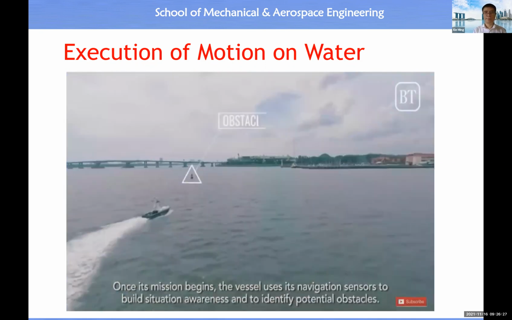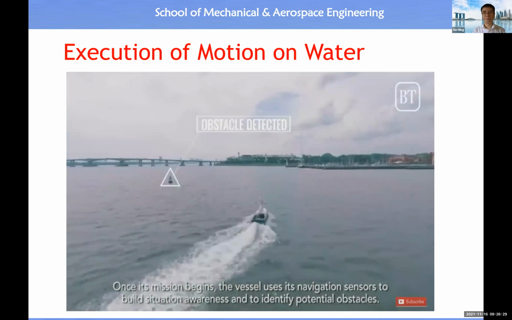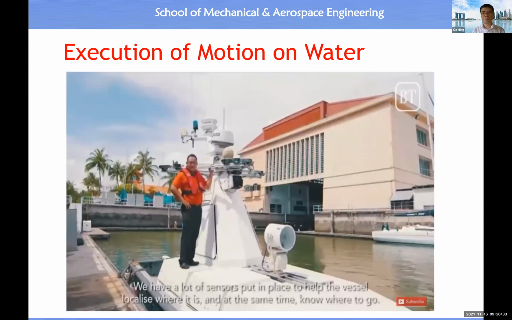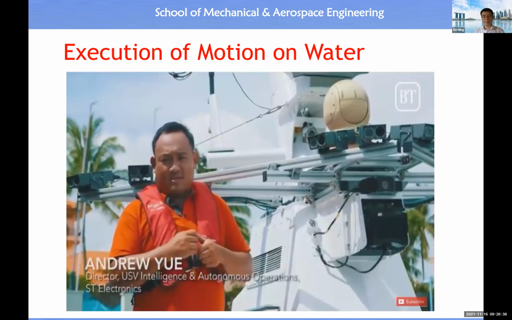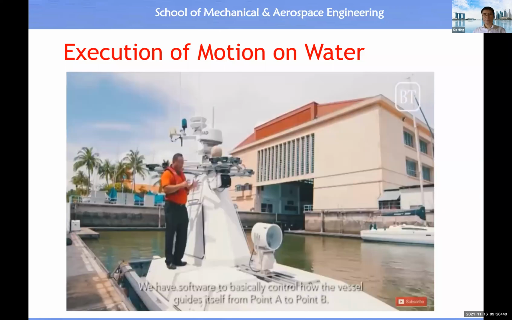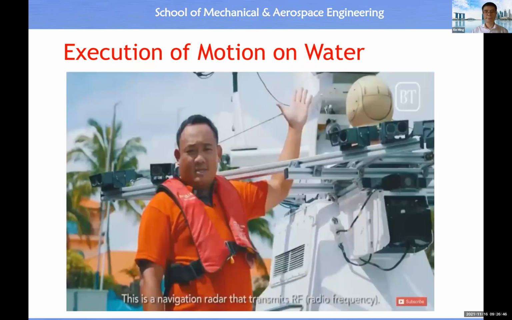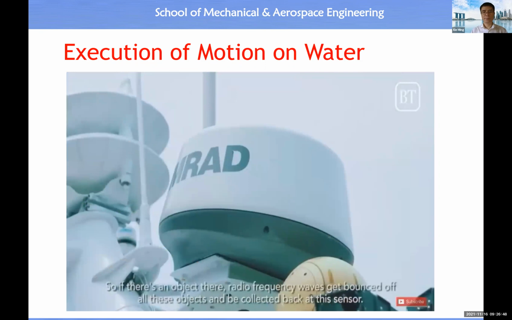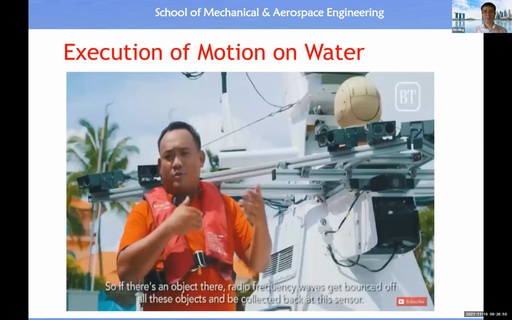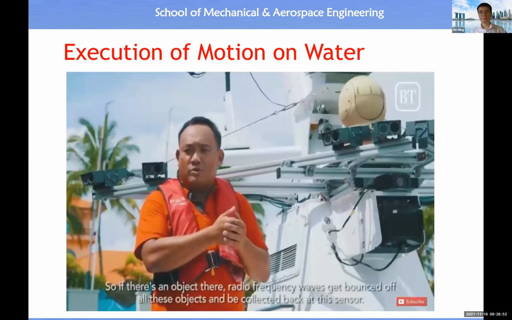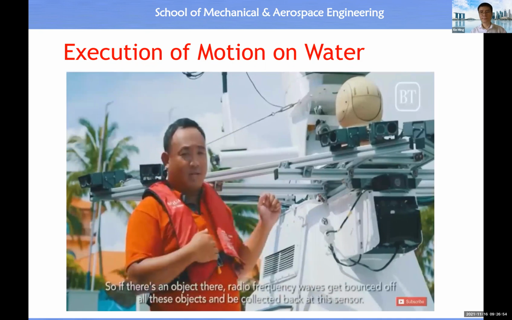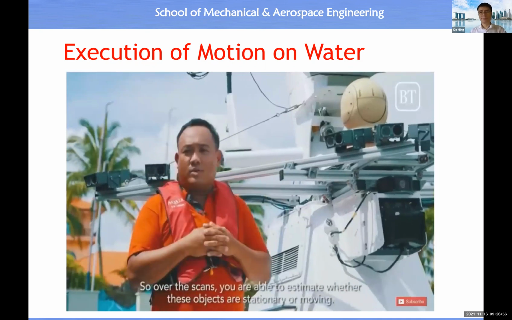We have a lot of sensors put in place to help the vessel localize where it is and, at the same time, know where to go. We have software to control how a vessel guides itself from point A to point B. This is a navigation radar that transmits RF. If there's an object there, radio frequency waves can bounce off these objects and be collected back at this sensor. So over the scans, you're able to estimate whether these objects are stationary or moving.